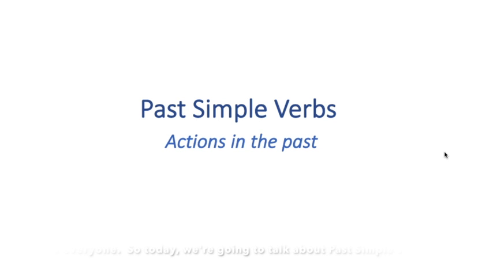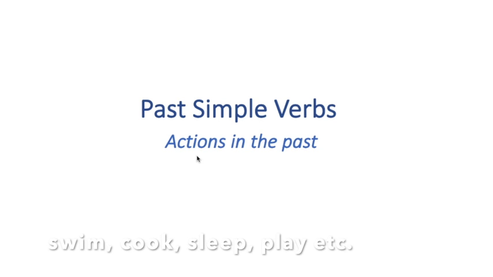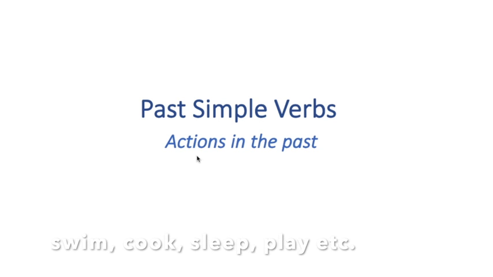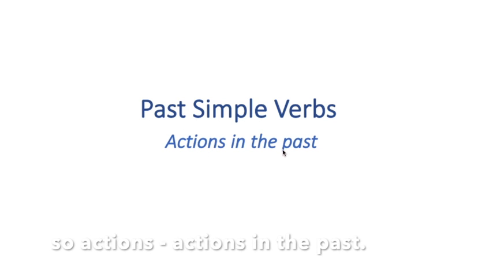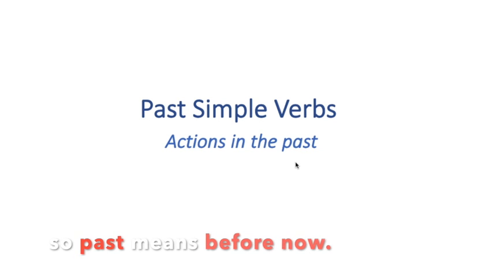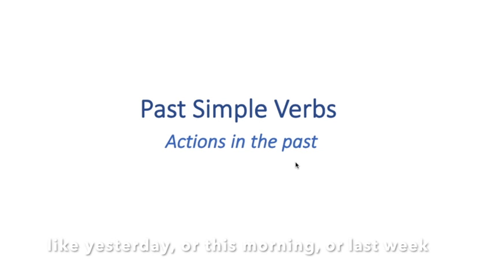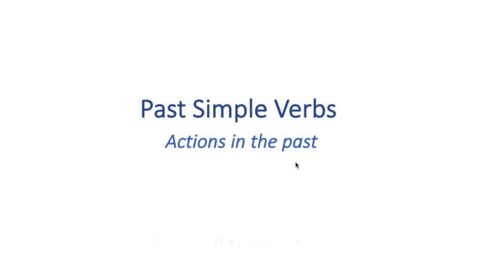Hi everyone. So today we're going to talk about past simple verbs. Okay, so a verb is an action. Okay, so action, for example, run, eat, swim, cook, sleep, play, etc. Okay, so actions and actions in the past. So past means before now, like yesterday or this morning or last week or in 1980. Okay?